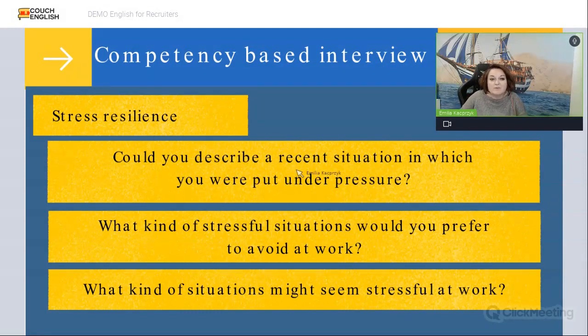Could you describe a recent situation in which you were put under pressure? What kind of stressful situations would you prefer to avoid at work, so you are not willing to meet them? Or what kind of situations might seem stressful for you at work? So just some examples of questions that you could meet, in fact.